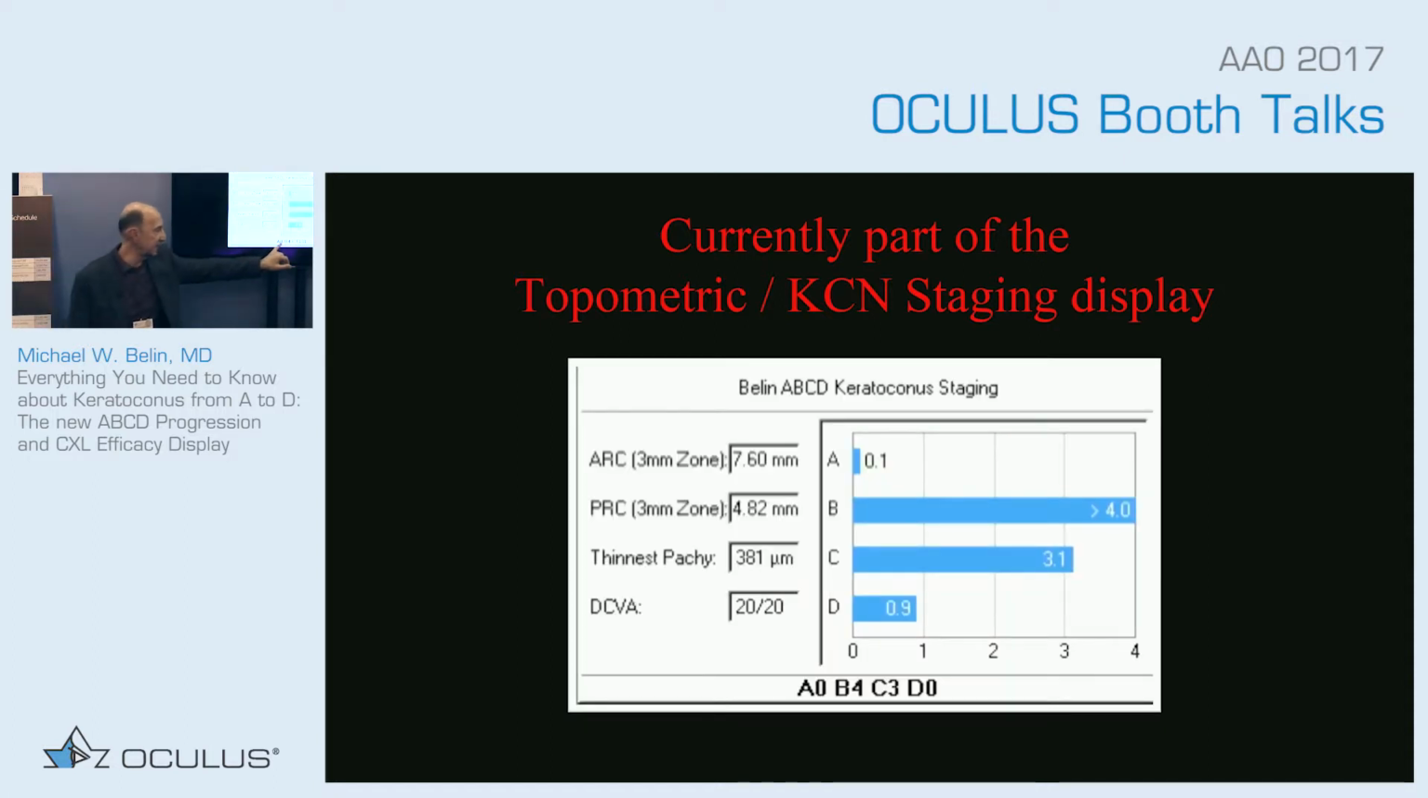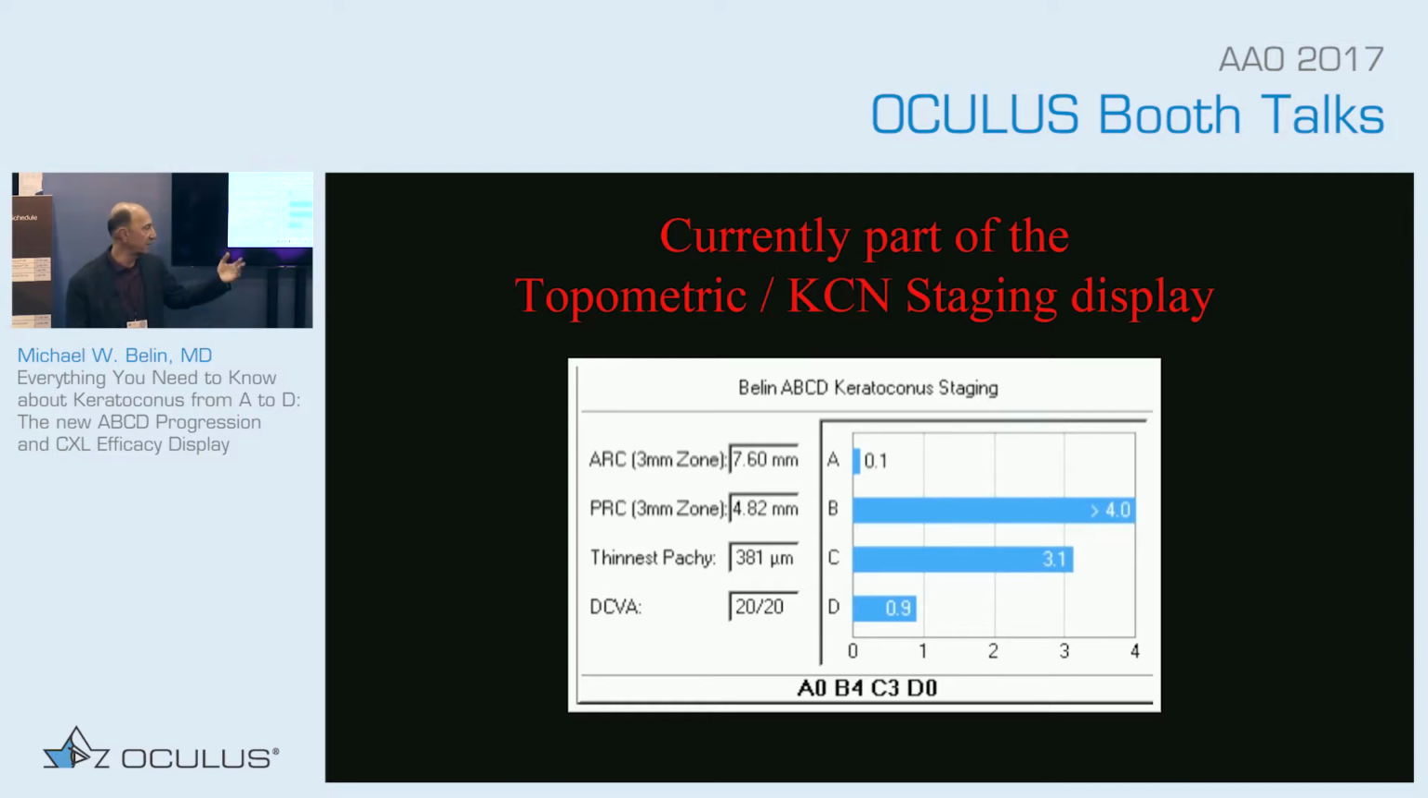So this is the classification, but this is the actual description. Okay, so again, you realize even in Amsler-Krumeich, you could have 50 diopters and 54 diopters, and obviously that's not a small change, but that can be in the same classification. So for studies, if you want to put people in classifications, this is the classification, but this is the actual description. So this cornea is 7.6 millimeters. That's the radius of curvature, that 3 millimeter zone. The posterior is 4.82. The thinnest pachymetry, 381, and visual acuity is 20/20. We then show you graphically how those relate, and then give you the classification here.